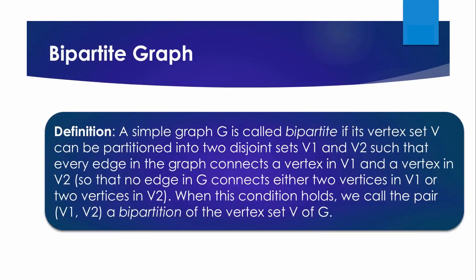A simple graph G is called bipartite if its vertex set V can be partitioned into two disjoint sets V1 and V2 such that every edge in the graph connects a vertex in V1 and a vertex in V2, so that no edge in G connects either two vertices in V1 or two vertices in V2. When this condition holds, we call the pair V1, V2 a bipartition of the vertex set V of G.